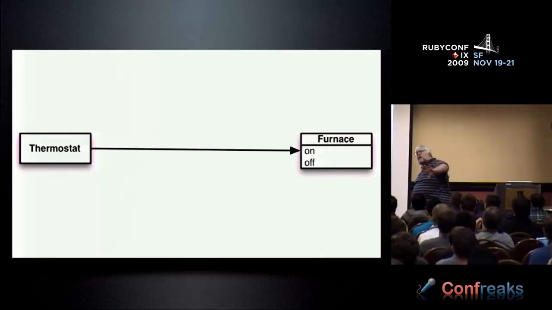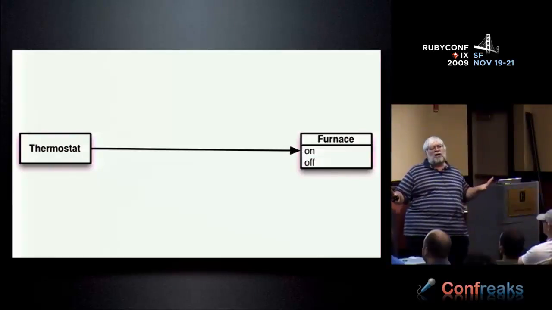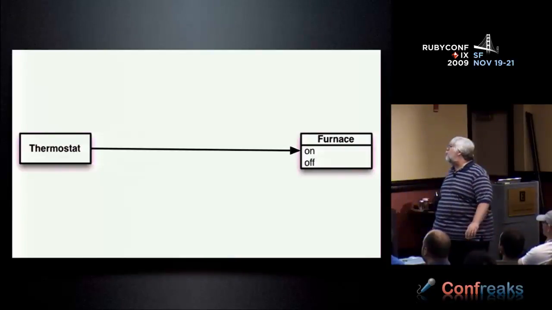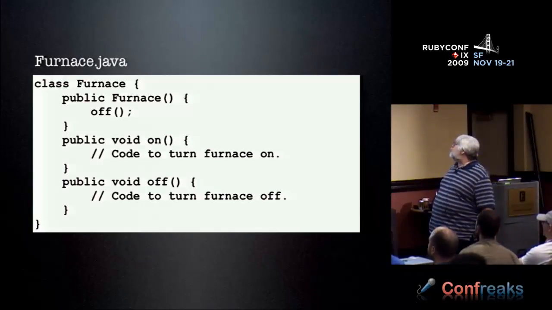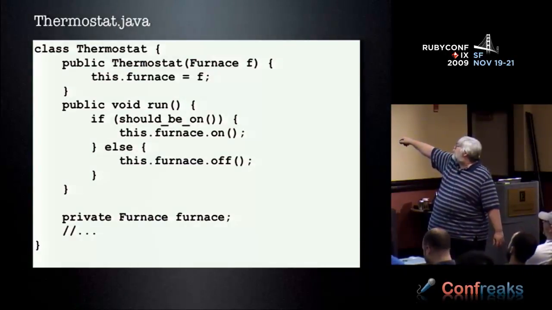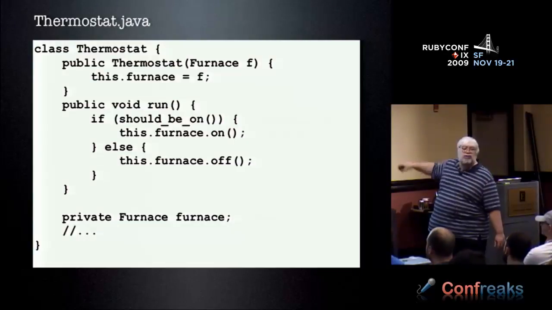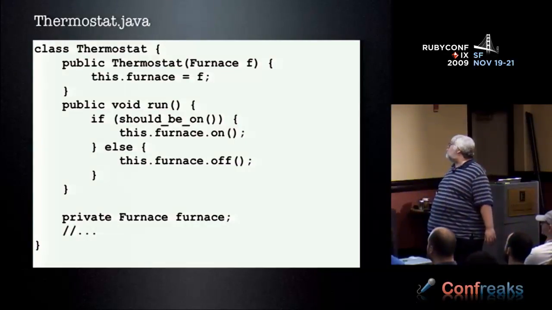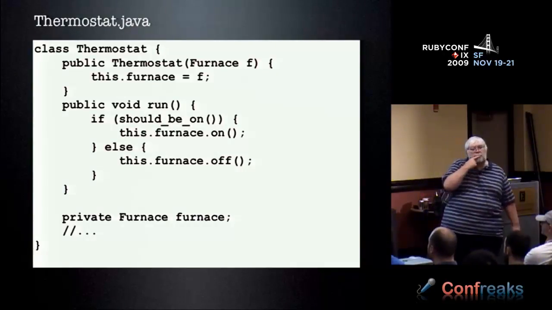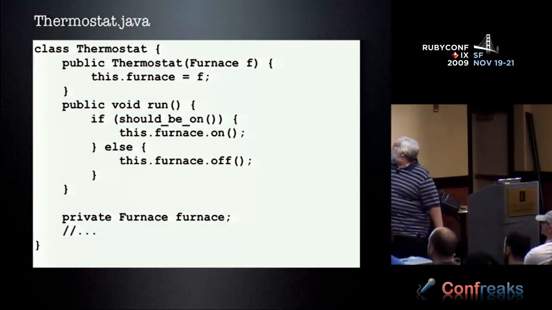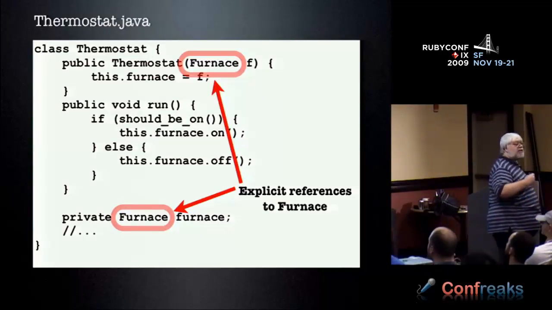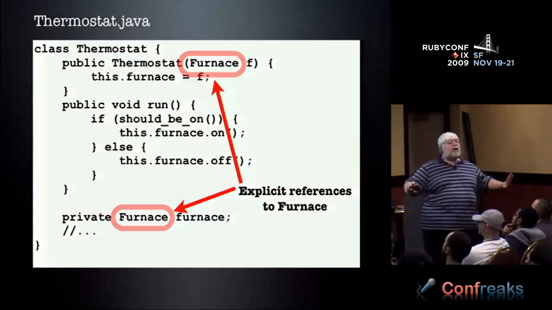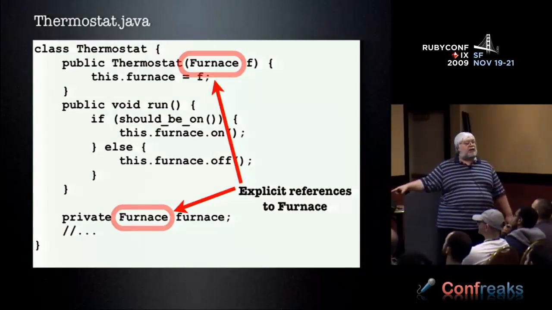Now remember, SOLID was written with Java in mind, so let's just look at the Java solution here to kind of motivate where it comes from. Here's your furnace class. It's got an on method and an off method. And then the thermostat, here's the run method, and if the furnace should be on, you turn it on. Otherwise, you turn it off. Really simple control module here. Anything interesting about this code? Yeah. Look, we reference furnace explicitly in this code. We are hard-coded to use a furnace object. That means this thermostat can never run any other bit of hardware other than that particular furnace.